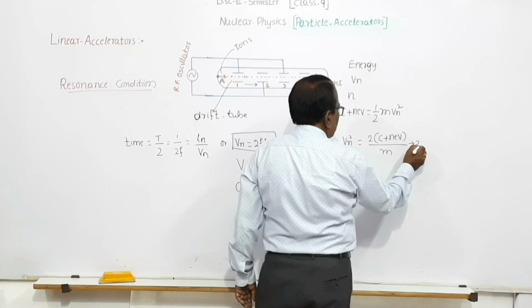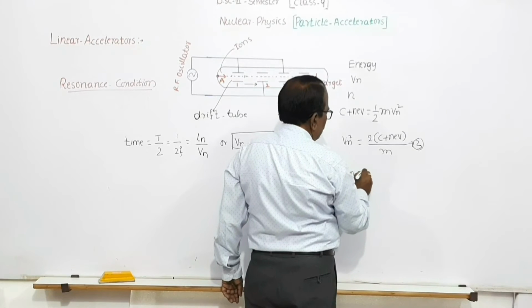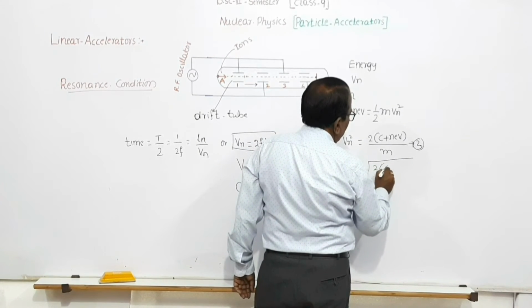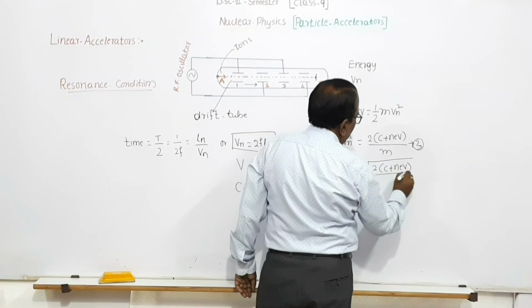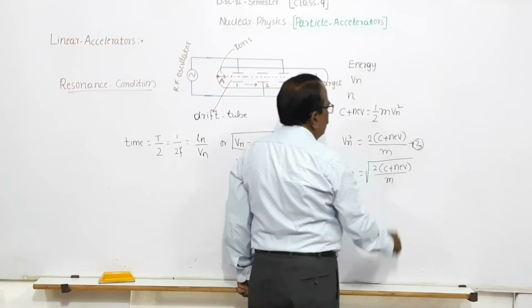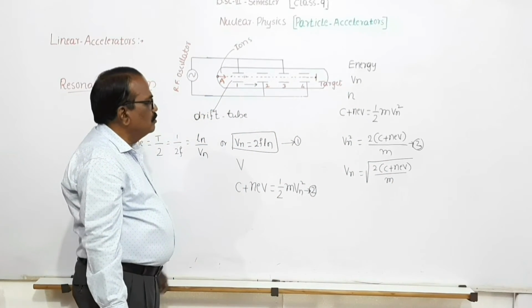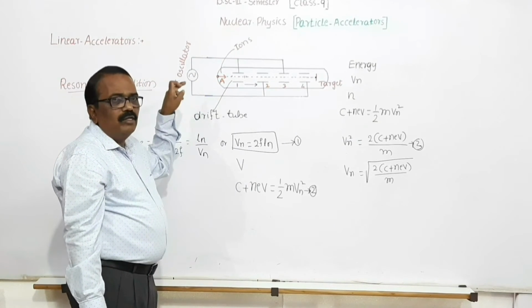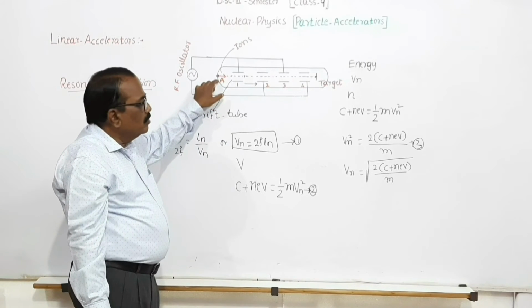Call this equation as 3. Or, Vn is the square root of (2C plus neV) divided by m. What is this C here? C is a constant which depends on the injection energy, the energy at the beginning brought by this ion.